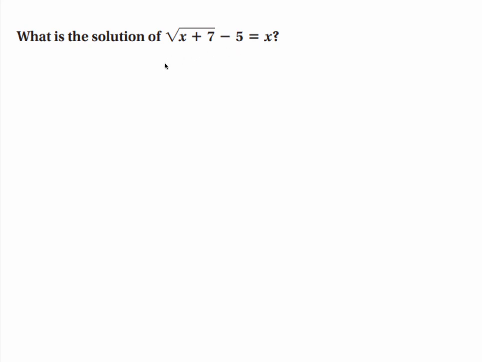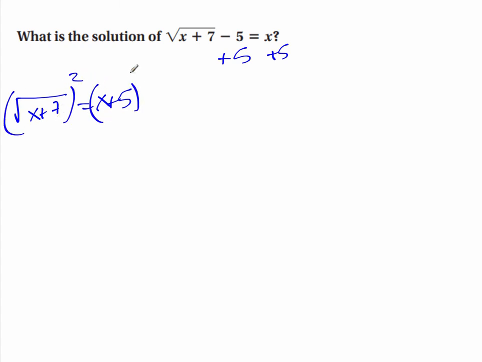Now sometimes you have x's on both sides. What you always want to do is still isolate the radical. So I'm going to add 5 to both sides. So I have the equation, square root of x plus 7 is equal to x plus 5. Once you've isolated the radical, square both sides. So you have x plus 7, and I'm going to FOIL this out. X squared plus 10x plus 25.